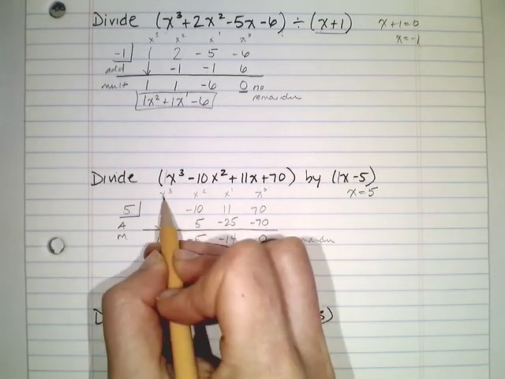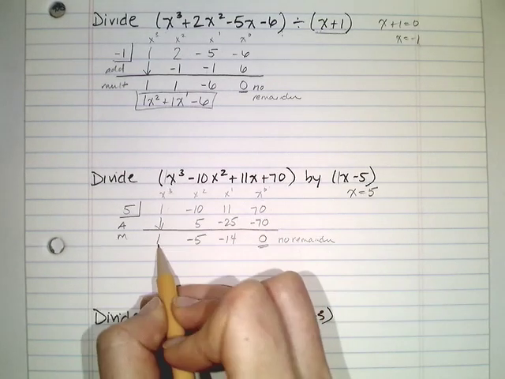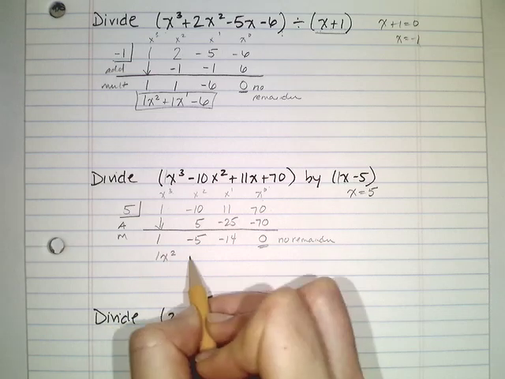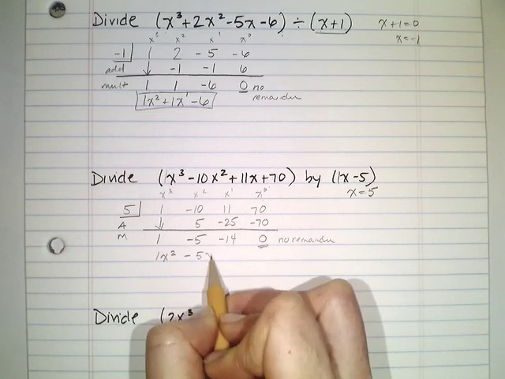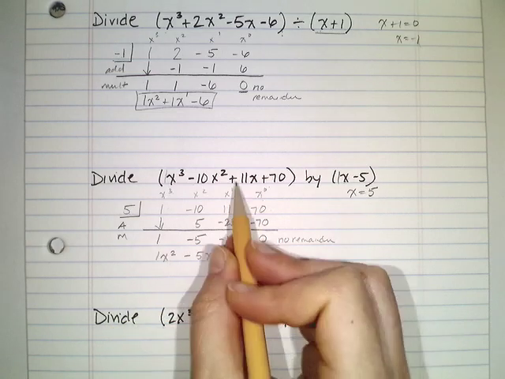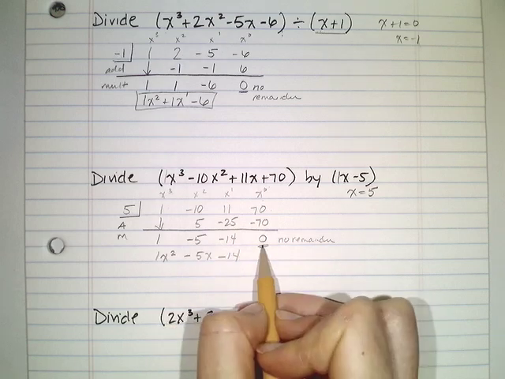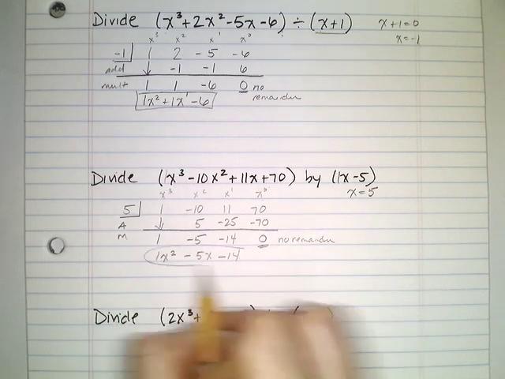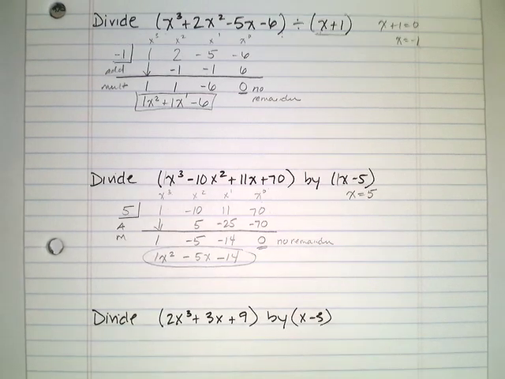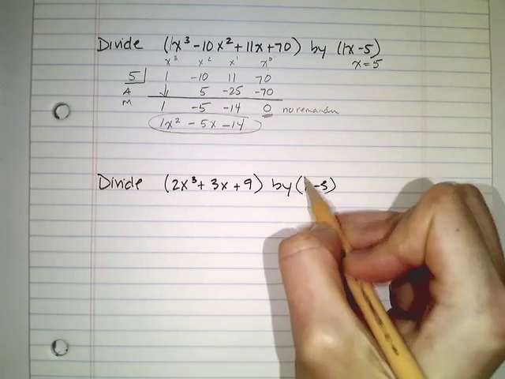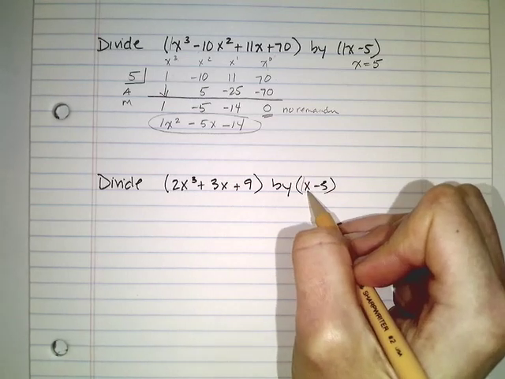And if I started with x to the third, that means that I now have 1x squared minus 5x, right? No remainder. So there's my answer. And last but not least, we'll do one more. Now again, coefficient of 1 in front of the divisor.